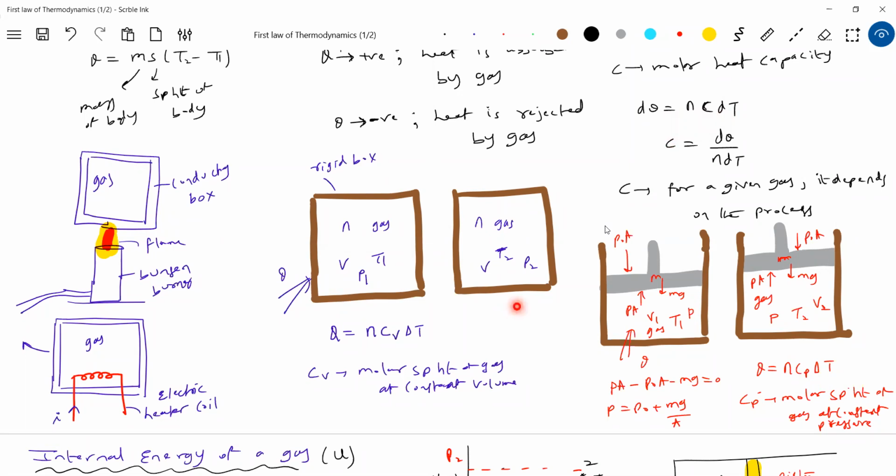So what are they? Three possibilities will come, no? Pressure will be constant, volume will be constant. So therefore, this particular molar capacity, does it depend on path? Yes, it depends on path. Sir, how can you say?